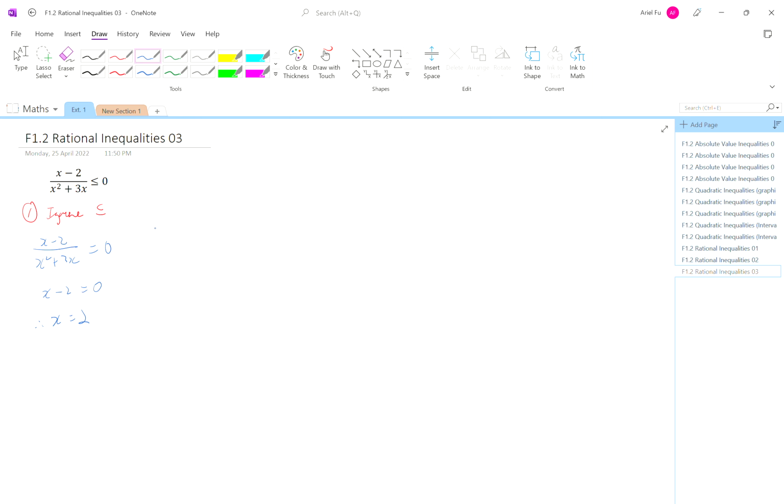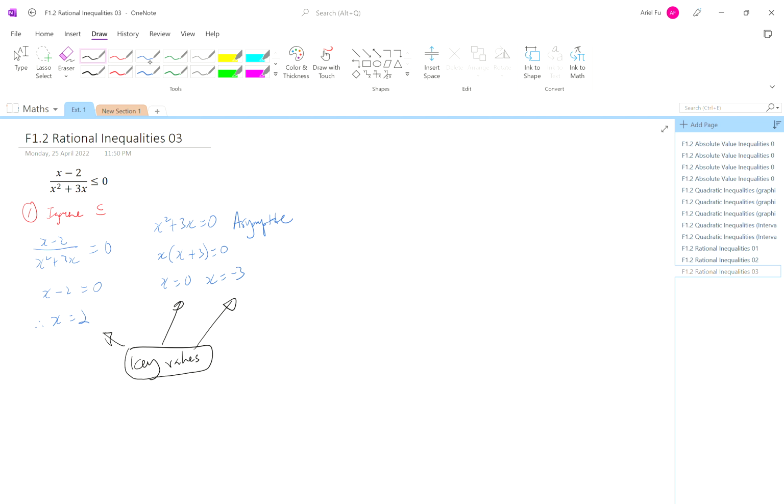Looking at the denominator, x² + 3x = 0, that would give me an asymptote. So which two values would actually give me those asymptotes? This would be x times (x + 3) = 0, which means x = 0 is an asymptote, and x = -3 is an asymptote. So there we go, that's the three key values here: 1, 2, 3. These are the key values.